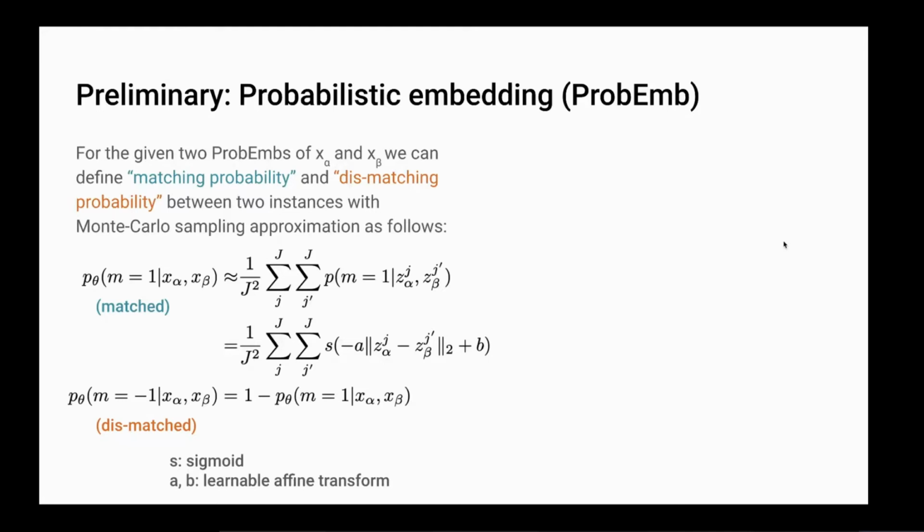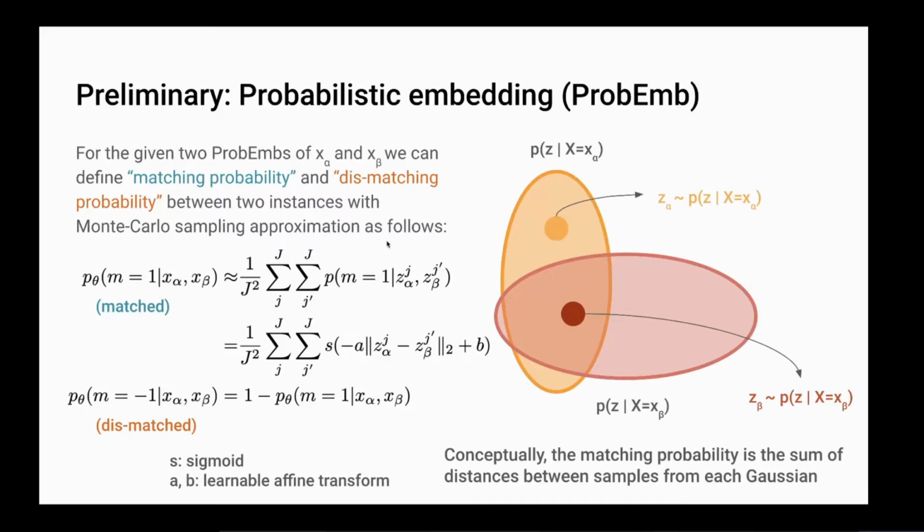Okay, so these are technical details, but I'm just going to skip the complicated math here. What you have to know is that for two given instances, we define a matching probability and a mismatching probability. Here, M means matched or not. The probability that the given pair is matched is defined by a Monte Carlo sampling approximation.